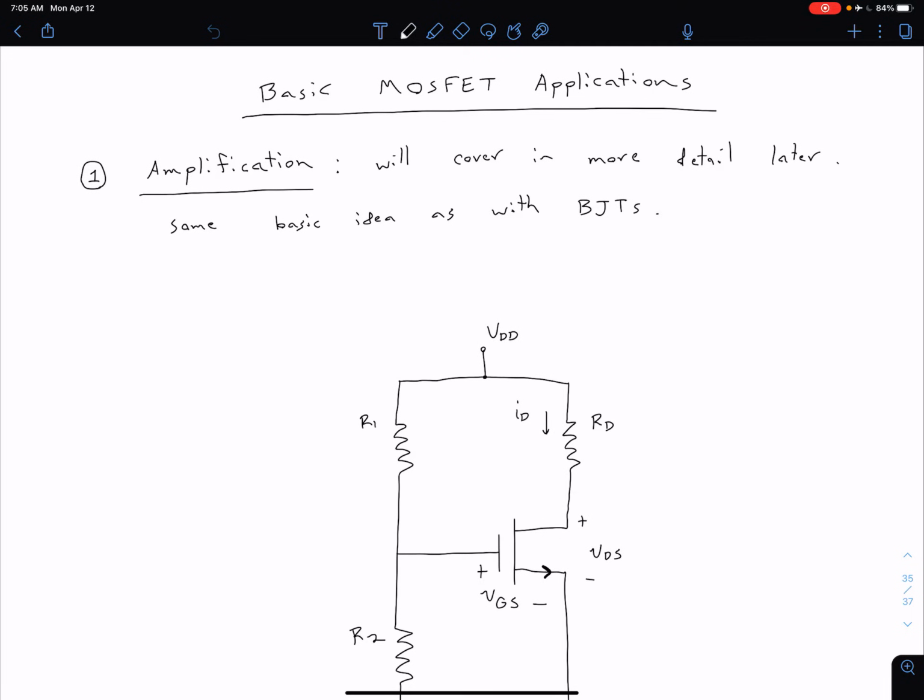In the next few videos, we're going to be taking a look at some of the basic MOSFET applications. The first one we're going to consider is amplification. We're going to come back and cover this in a lot more detail in the next unit, but the basic idea is the same as what we saw with our bipolar junction transistors.